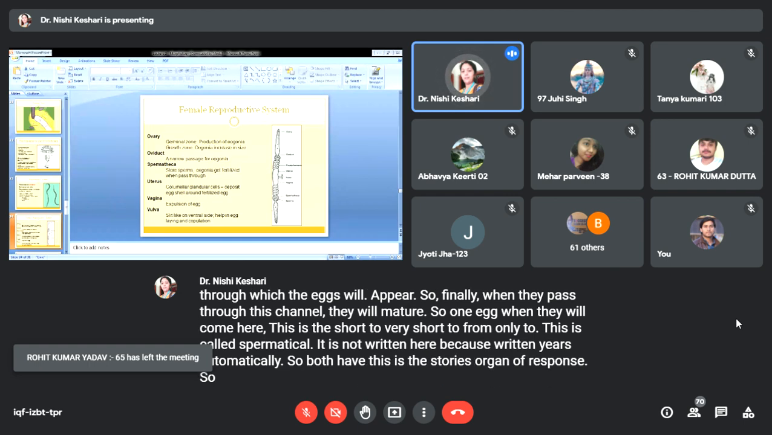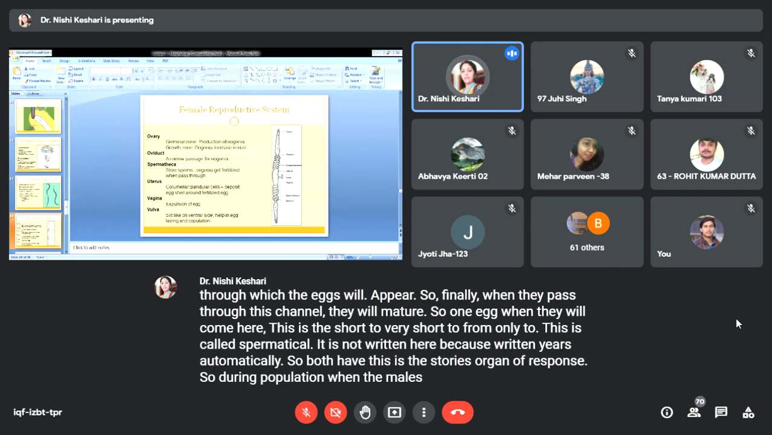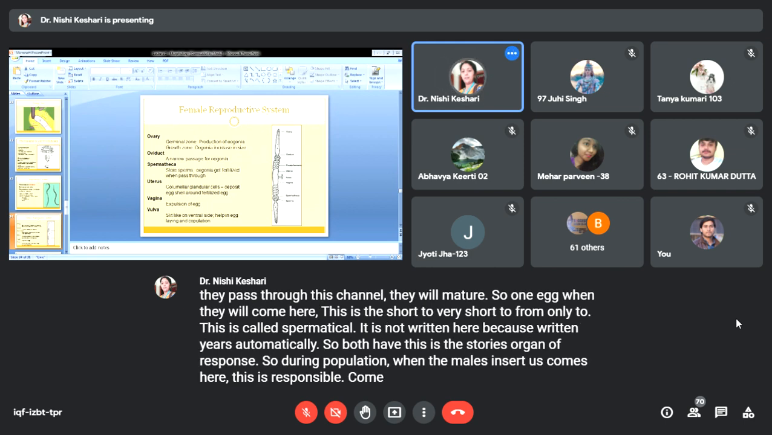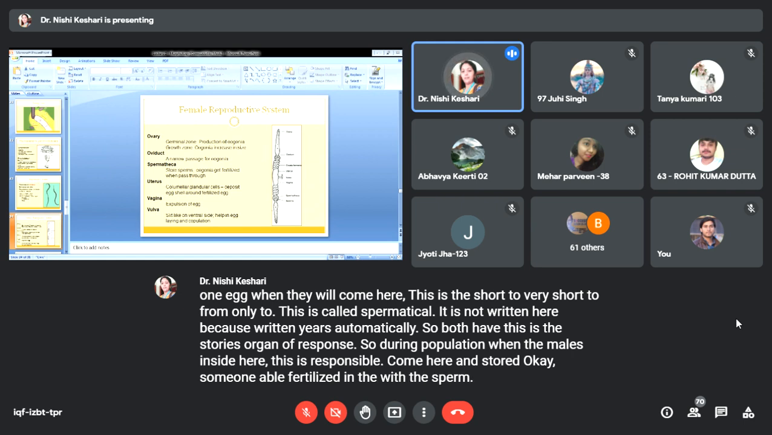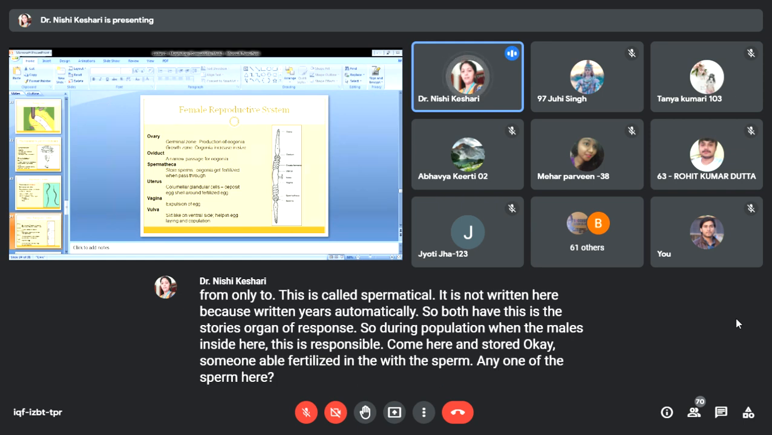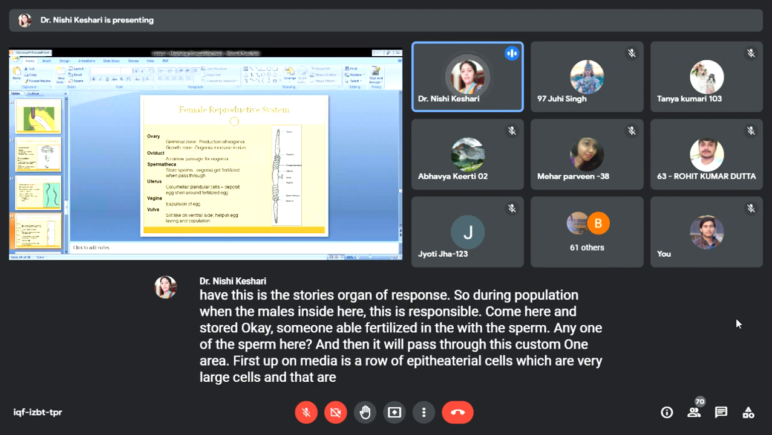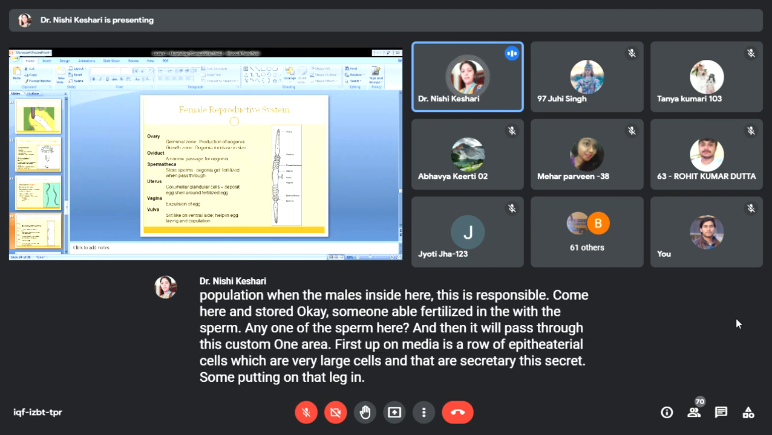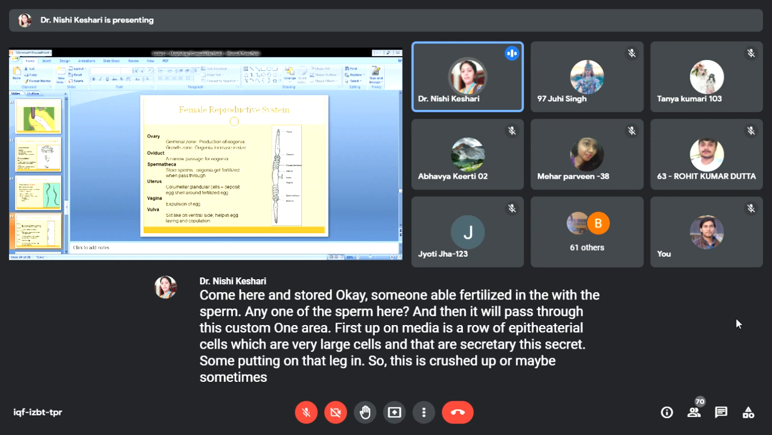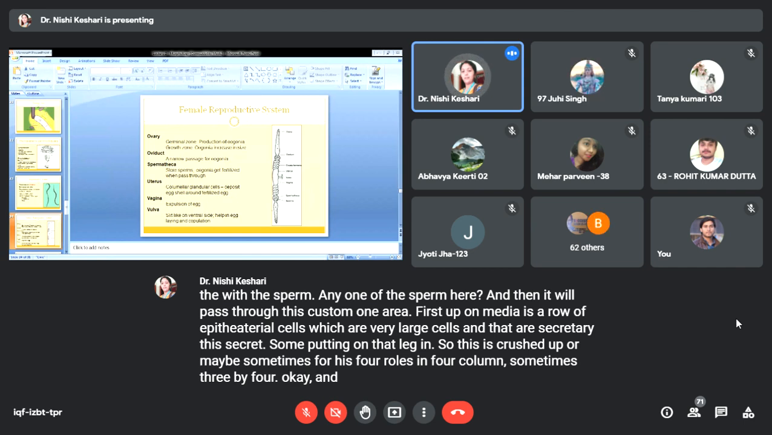During copulation, when the males insert the sperms here, these sperms will come here and be stored. So when an egg comes there after maturation, it will get fertilized by any one of the sperm here, and then it will pass through the crustaformeria. The crustaformeria is a row of epithelial cells which are very large and secretory. They secrete some coating on the egg. Sometimes it is 4 by 4, meaning 4 rows and 4 columns, sometimes 3 by 4. And then it comes into the uterus.